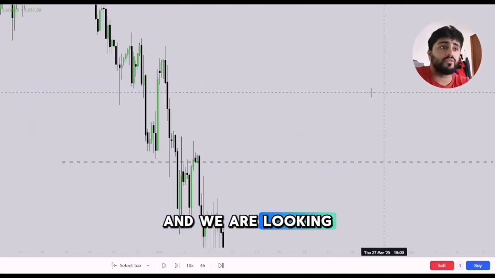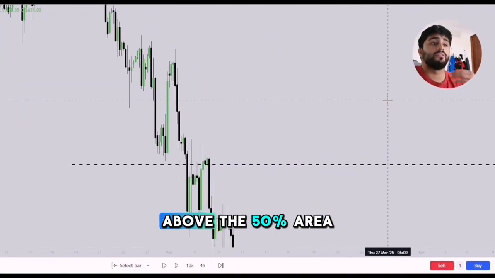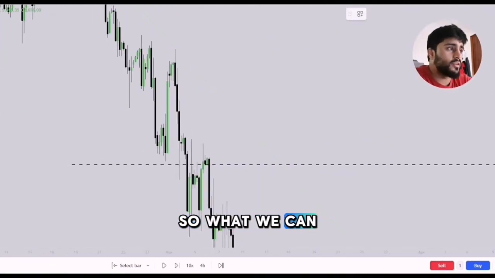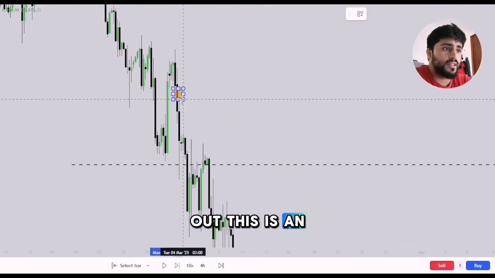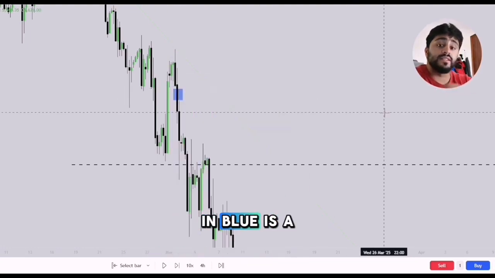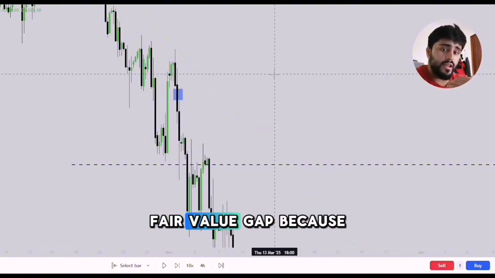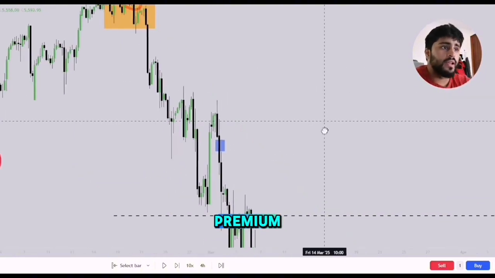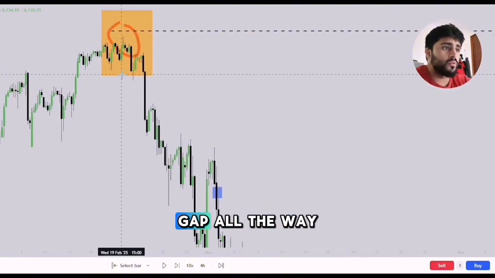And we are looking for fair value gaps above the 50% area. So what we can see over here, I'm going to mark this out. This is an inefficiency I'm going to label in blue. So this here in blue is a fair value gap, and it's a valid fair value gap because we are in the premium. Now from here, we have another fair value gap all the way up here.